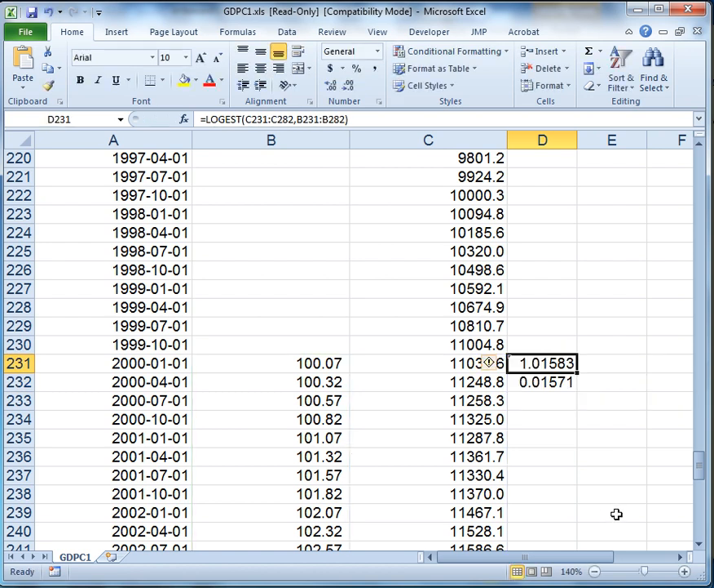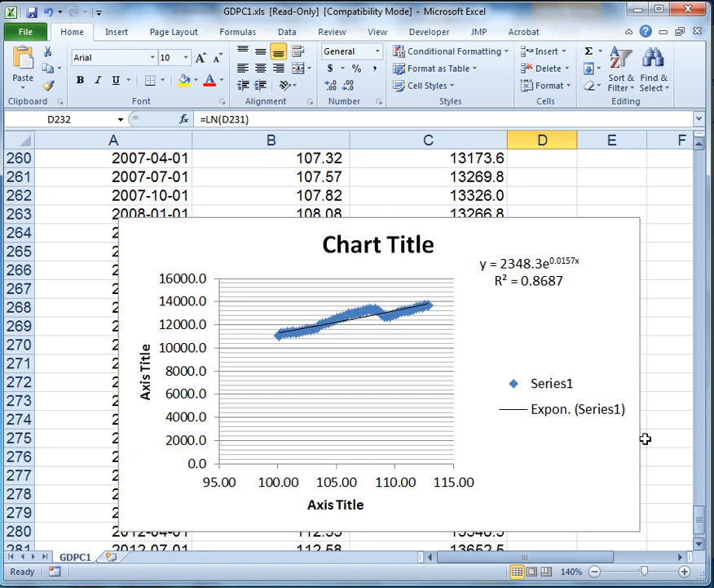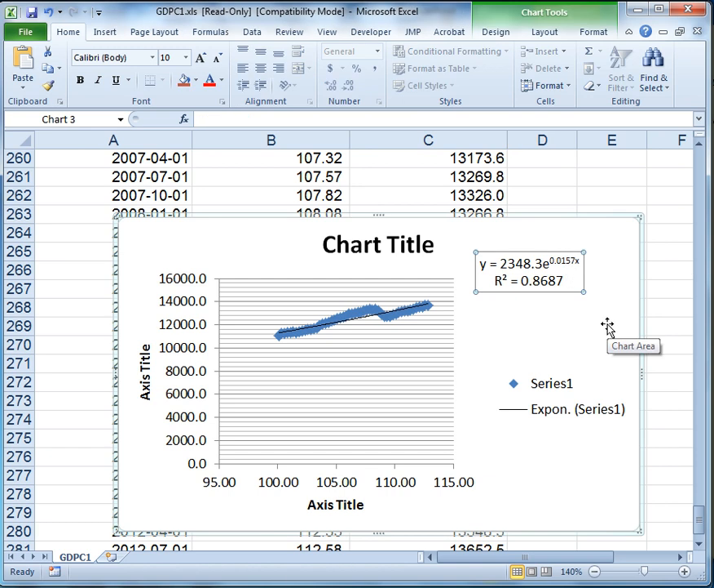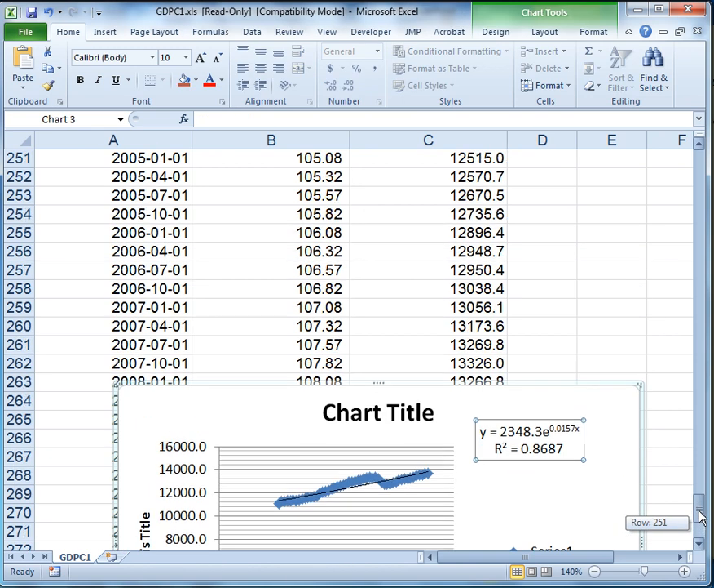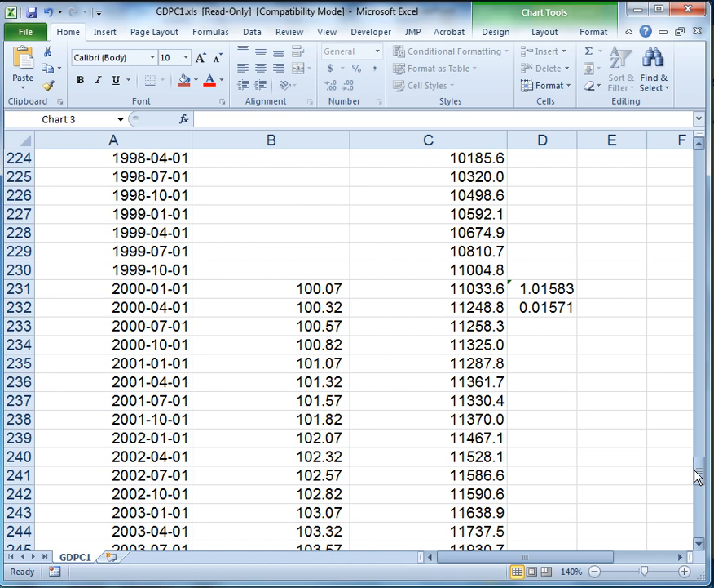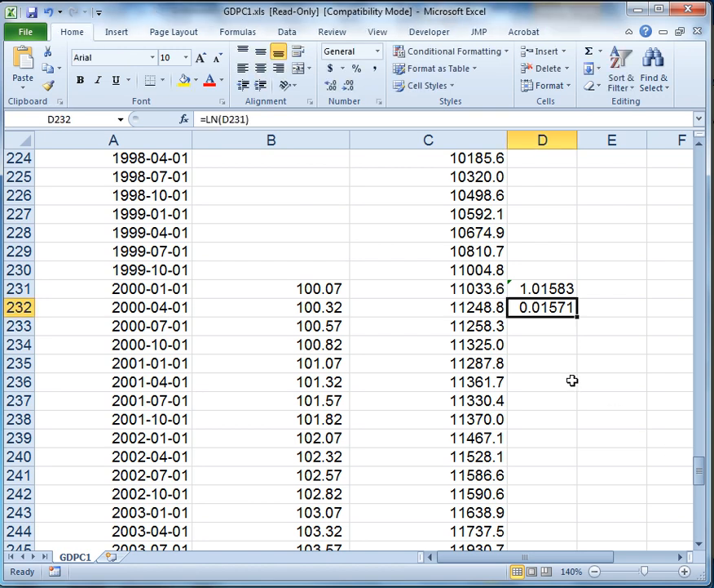And now here we take the natural log of it. The natural log of that number, 0.0157, is actually the same number that shows up when you chart it and calculate the growth rate as well, 0.0157. So there's two different ways to calculate a growth rate using Excel. In any case, 1.571% or 1.57% is our good best estimate of the growth rate for real GDP.